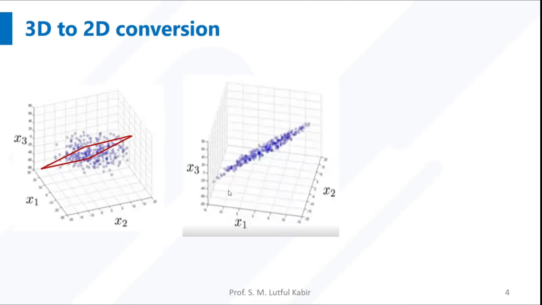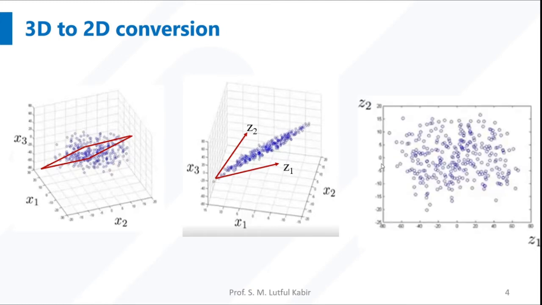So after projection, the data may be on the same plane, and it might have two axes, z1 and z2, and each point on this plane is represented by two numbers. One is the z1 number, another is the z2 number. So if you plot in a two-dimensional plane, the plot will be like this. Each and every point has now got two values, z1 and z2, instead of the original data where every point has got three values, x1, x2, and x3.